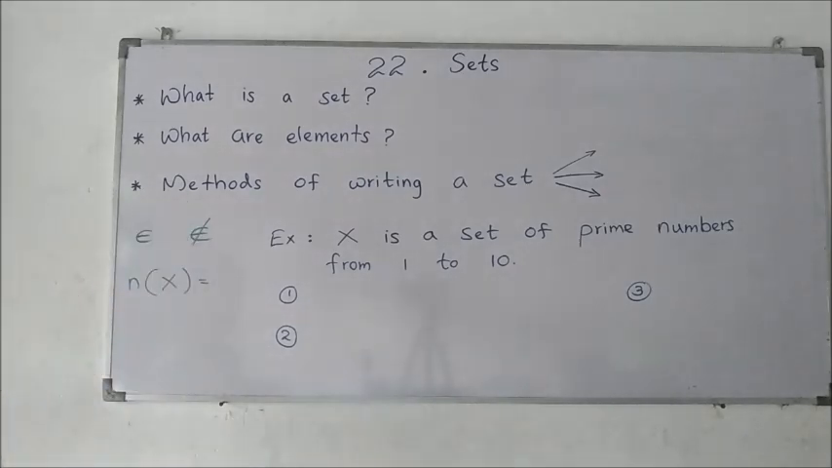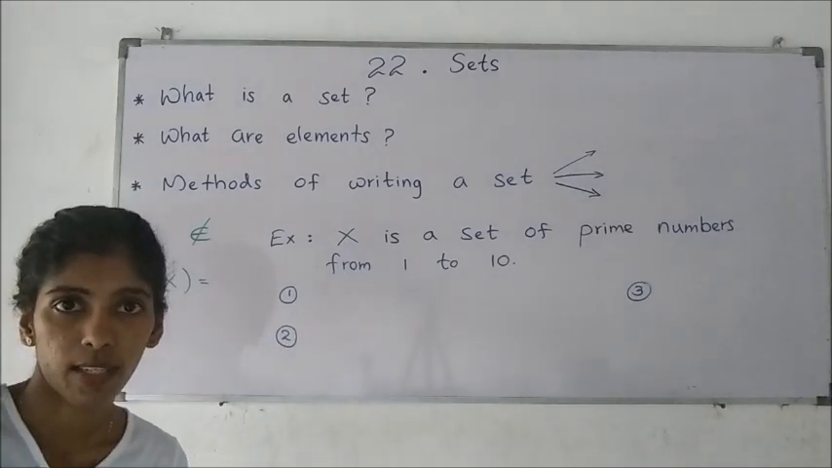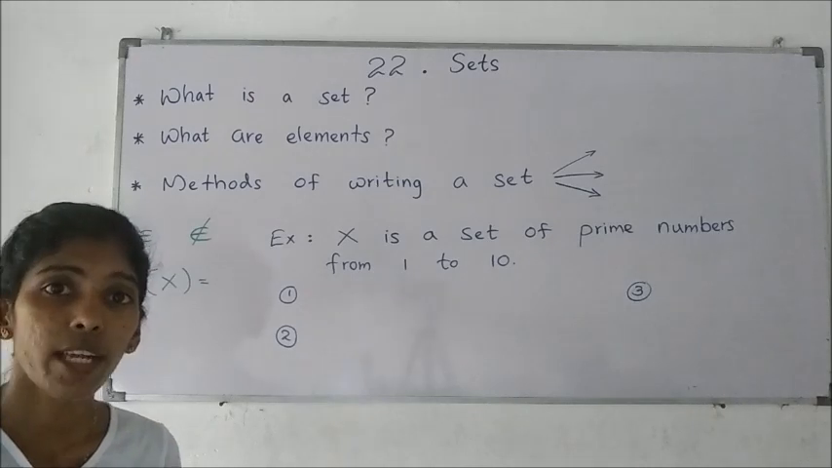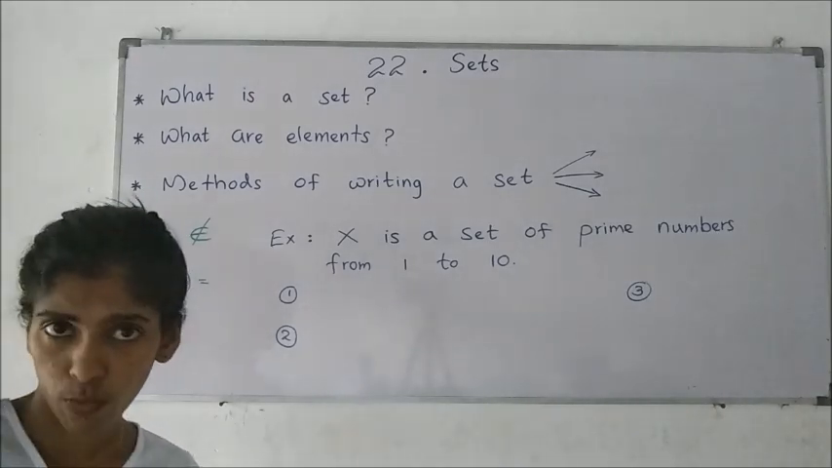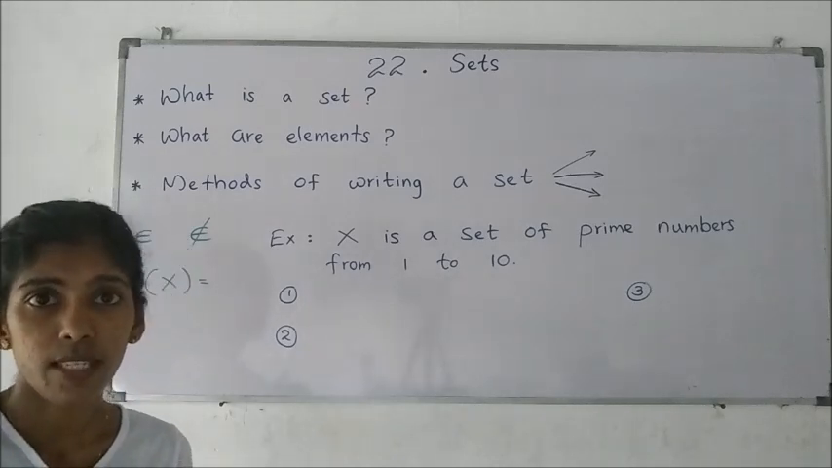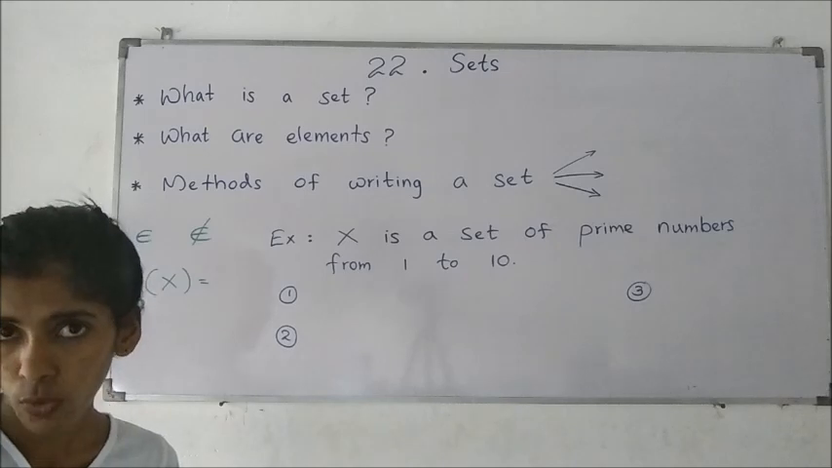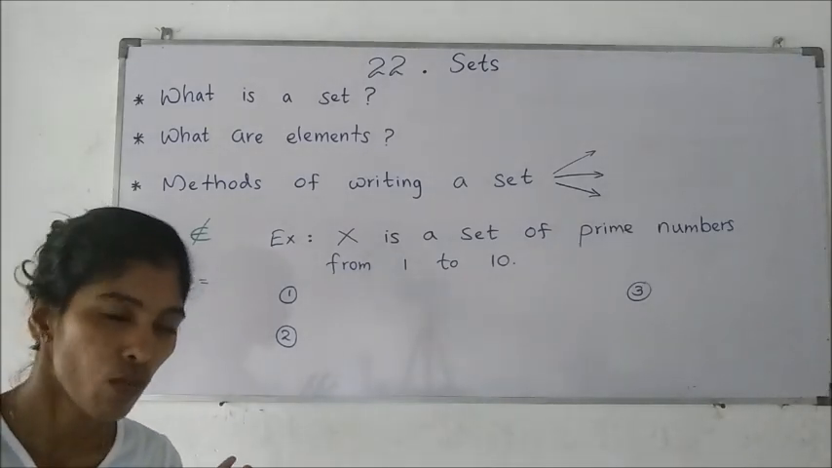Then as the third one, we will learn the methods of writing a set. Last year also you learned that there are 3 main methods to write a set. The first method is what? As a description. We need to write a description of the set as a common property of the elements. So it is one method.